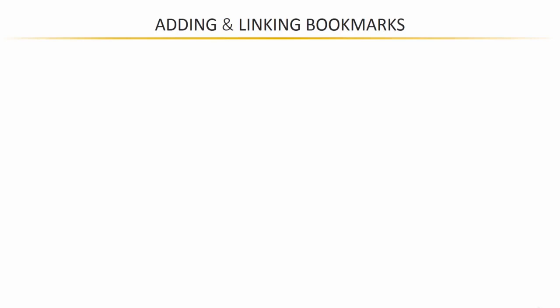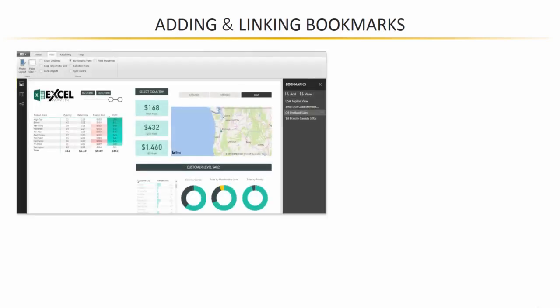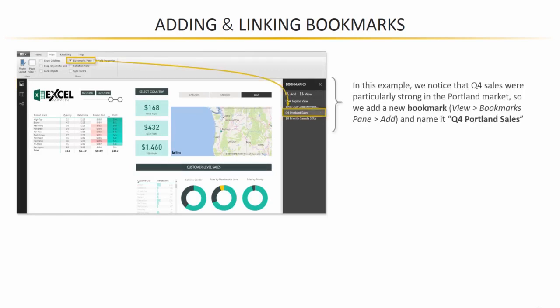So now that we've talked about drill-through filters, the concept of bookmarking should come pretty naturally. Consider a case like this, where we've got a dashboard and we've been filtering and exploring it in different ways. In this case, we noticed that Q4 sales were particularly strong in the Portland market. What we can do is activate our Bookmarks pane from the View tab and create a new bookmark to lock in this view, lock in the filter settings, and name it Q4 Portland Sales.